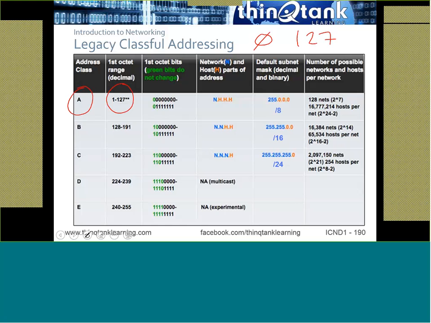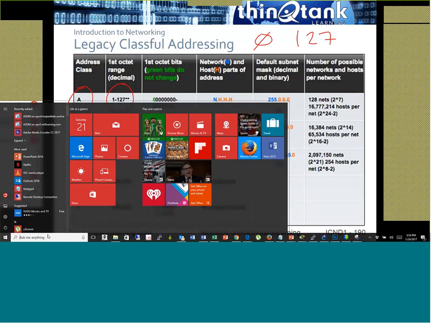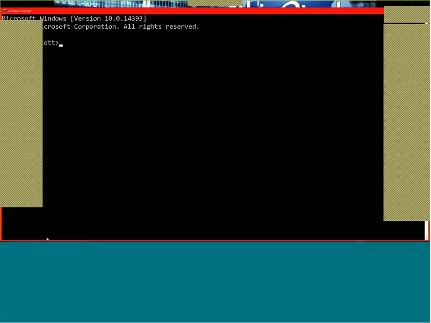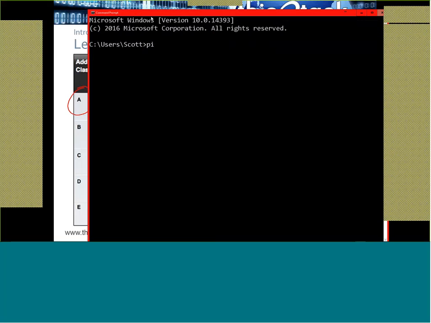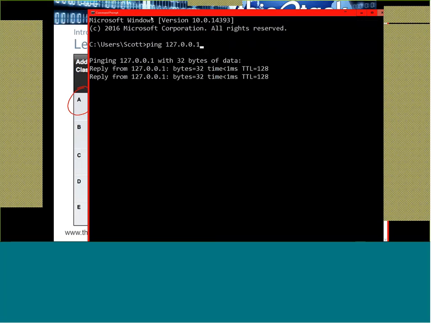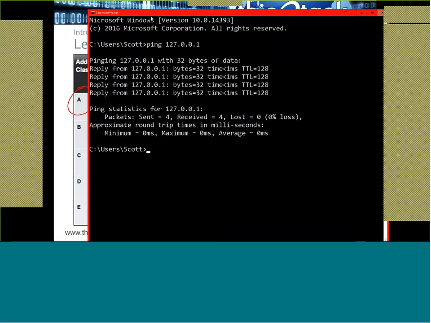Many of you have seen this concept before. If I ping my loopback address, 127.0.0.1, and I get a reply, what am I testing here? Am I testing my network adapter? Am I testing the network? The answer is no to both of those. I'm testing the protocol stack. I can disable all my network adapters and this ping will still work as long as the protocol stack is working.